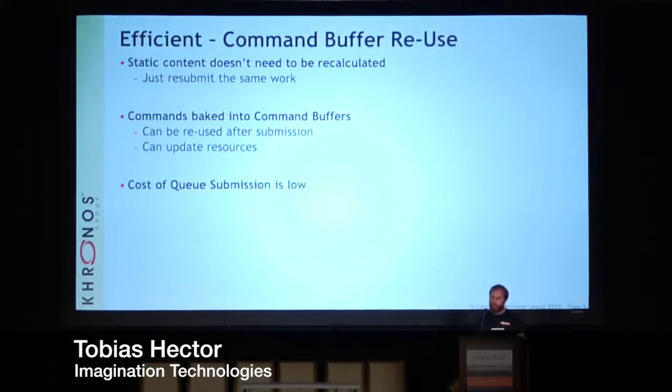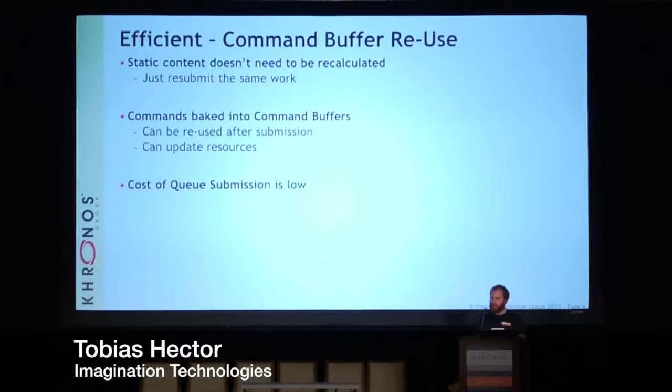And there's quite a lot of ways we actually do this in Vulkan. One of the really nice ones, I think, is command buffer reuse. The idea behind this is that if you've got static content in your demo or application, you shouldn't need to recalculate anything. You really just want to resubmit the same work as much as possible. And in OpenGL ES, this wasn't really possible. But in Vulkan, because we have this separation of command buffer generation and submission, you can actually bake your commands into a command buffer and actually reuse them again, even after they've been submitted.